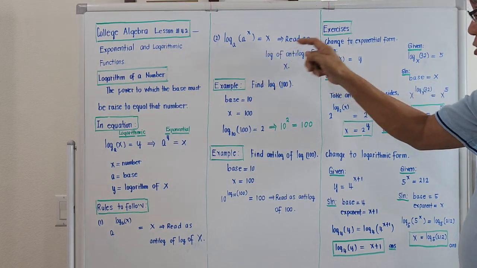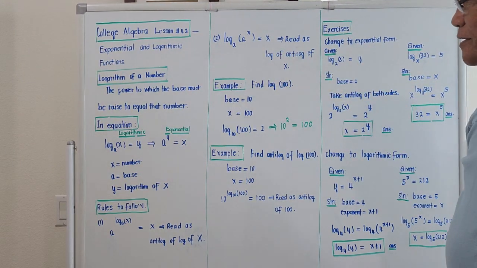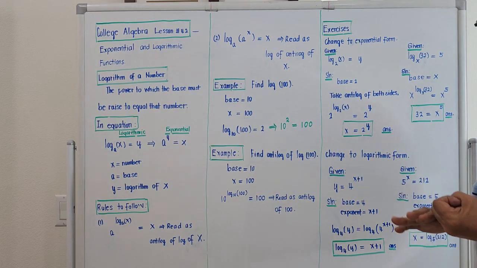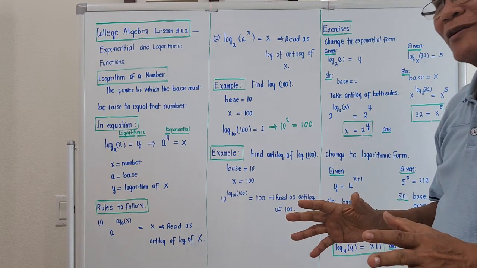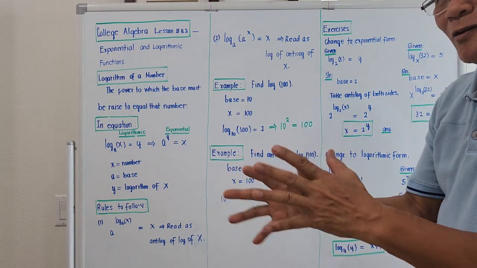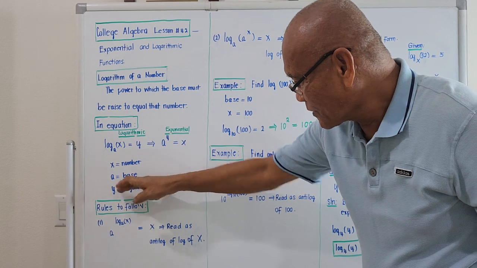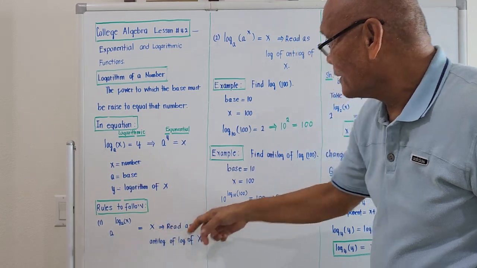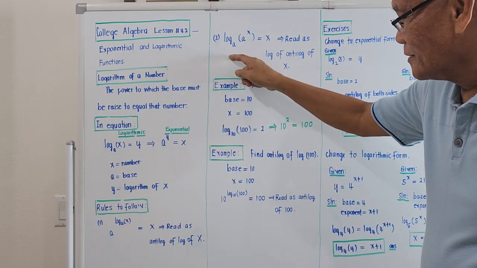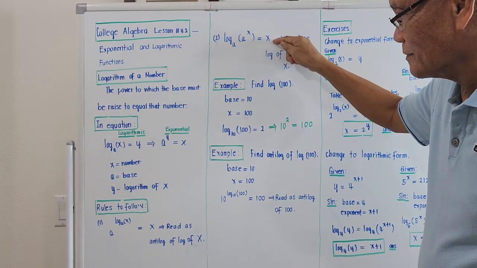The second one is read as the logarithm of the antilog of x. Because antilog and logarithm are actually opposite of each other, they try to cancel out each other. The antilog of the logarithm of any given function is just the given function, and the logarithm of an antilog of any given function is just the given function.